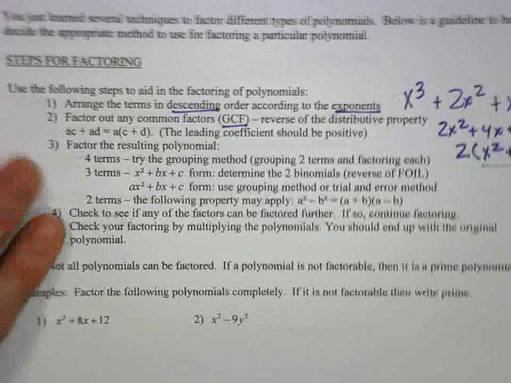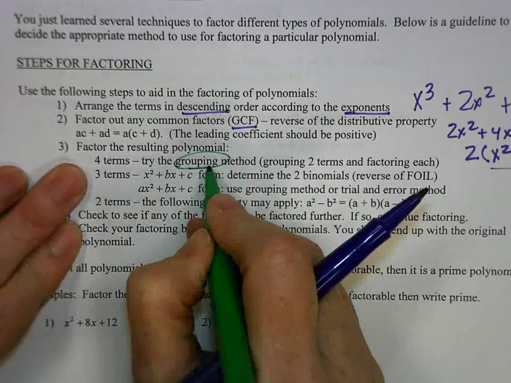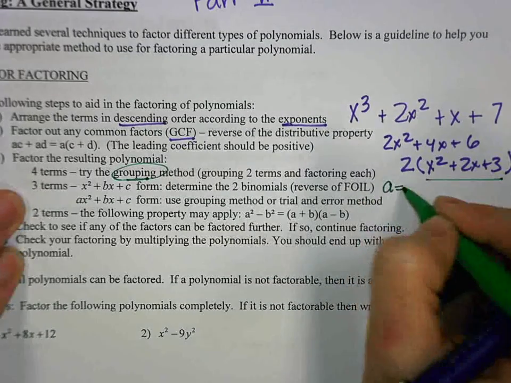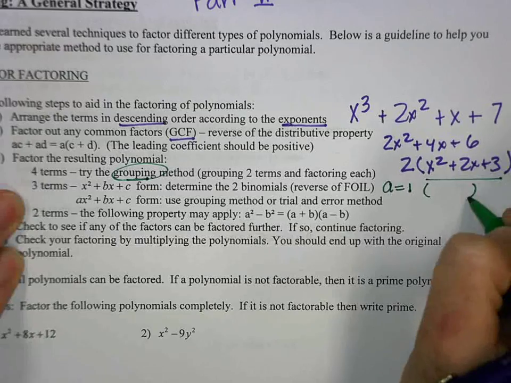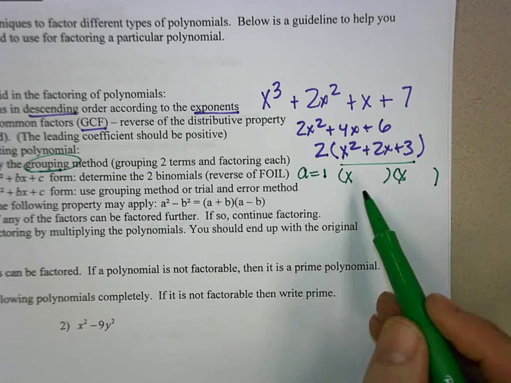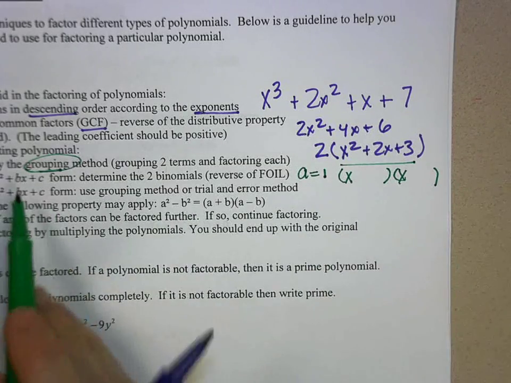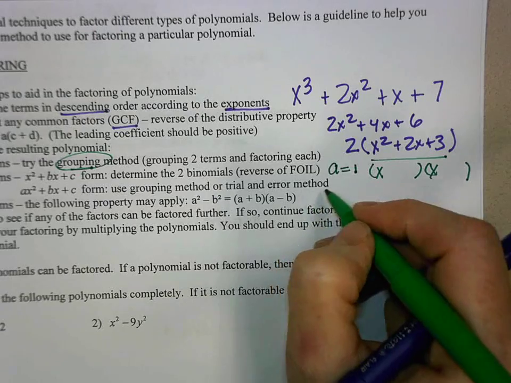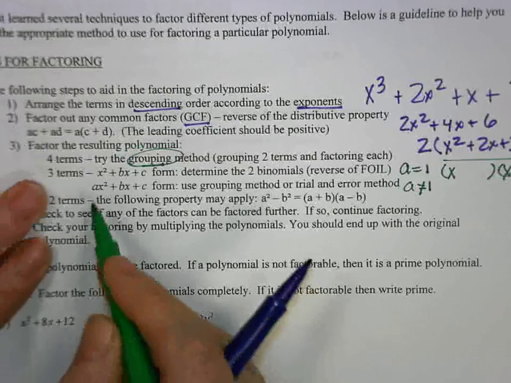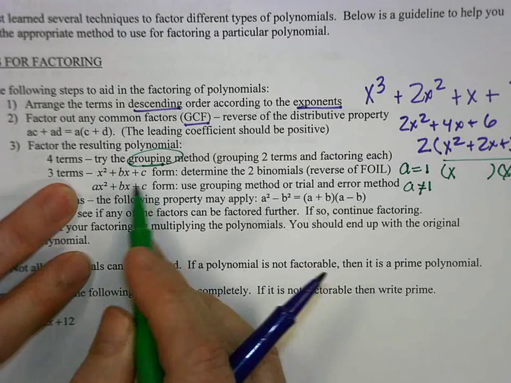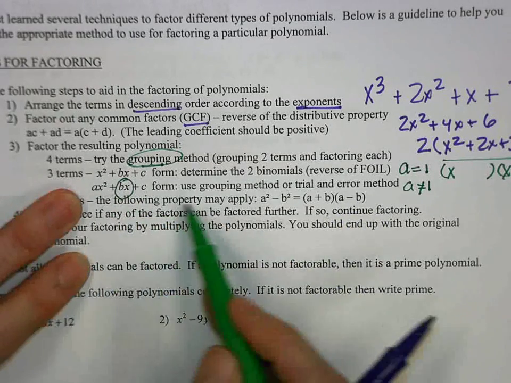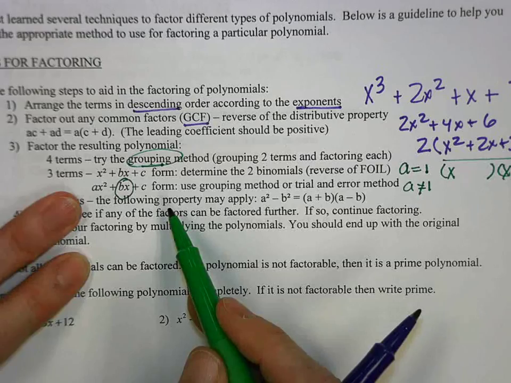Here are my options. If I have 4 terms, grouping. If I have 3 terms, I've got 2 choices. I've got the case where a does equal 1, and then I just set up, remember, x, x. Find the 2 numbers that multiply to C but add to B. That's when a is 1. When a doesn't equal 1, I use factor by grouping. Multiply to AC, what multiplies to AC but adds to B? Replace B of X, and then break into 4 groups, factor by grouping.